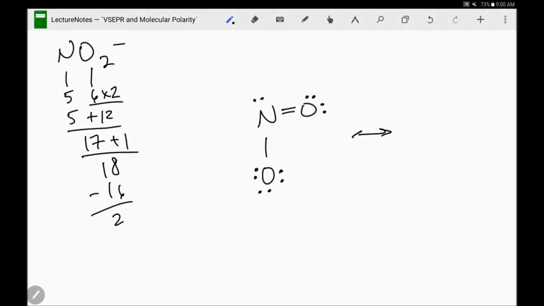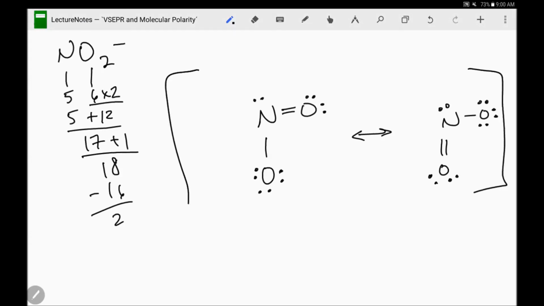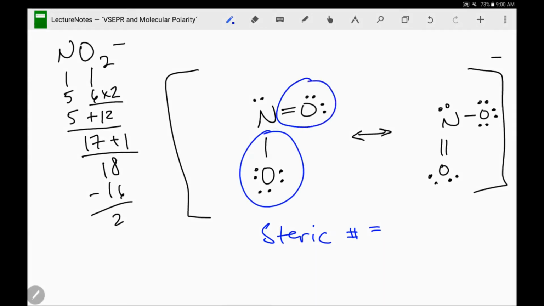Now this would need resonance structures, and then it would need square brackets around the whole thing. The steric number is the number of sigma bonds and the number of lone pairs on the central atom. So 1 sigma bond, 2 sigma bonds, 1 lone pair, the steric number is 3. So we'll have 3 electron pairs trying to get as far away from each other as possible. Now we already know the shape for that, but this is a little bit different because of the lone pair.